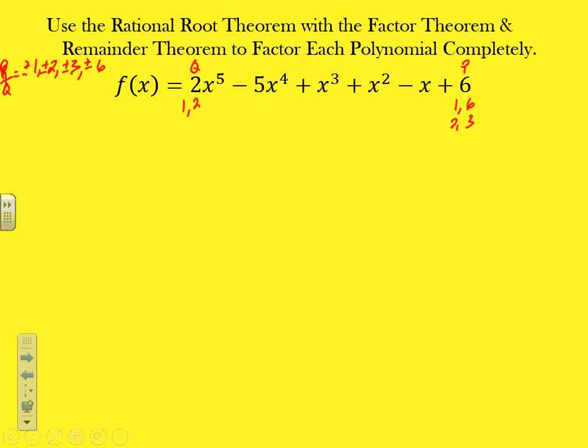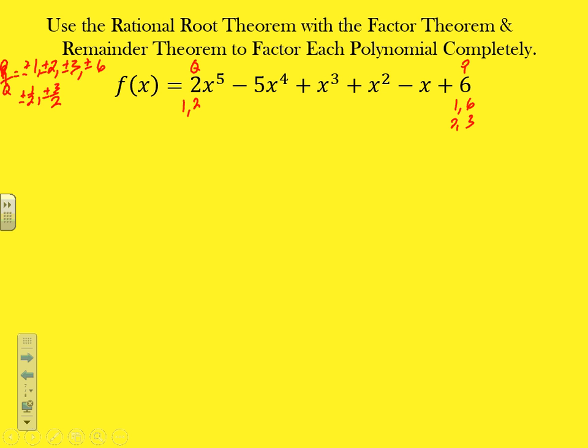And then we're going to do the same thing with the second factor of Q. 1 over 2 would be a positive 1 over 2. 2 over 2 would simplify to be a 1, which we already have, so we don't need to write that twice. 3 over 2 would be a positive or a negative 3 over 2. And 6 over 2 would be a positive or negative 3, which we have already. So here we have all of the potential answers that we could have for this fifth degree polynomial.